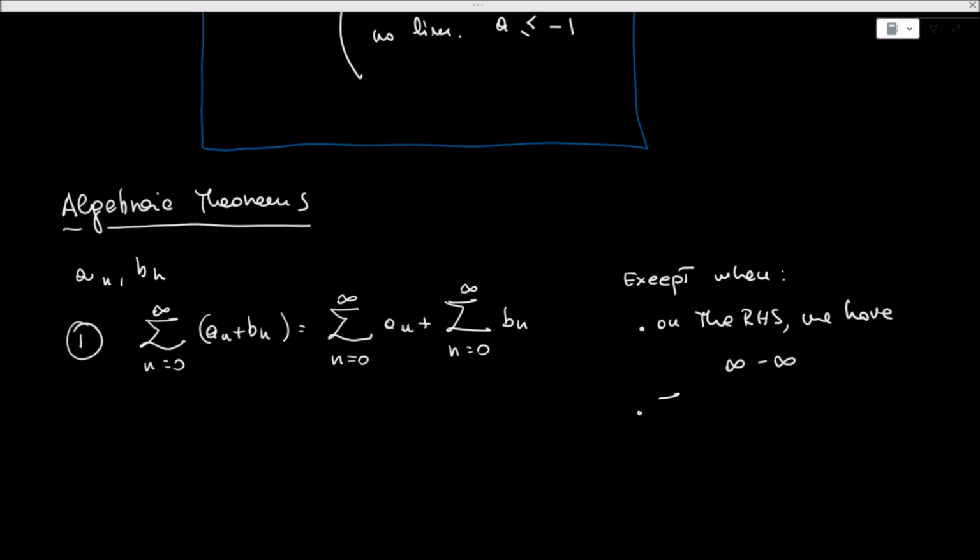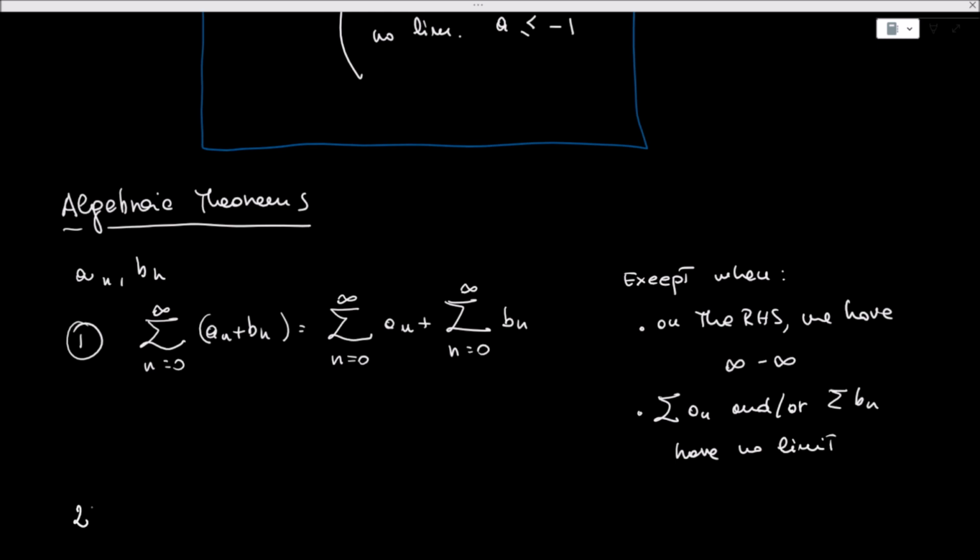Or if the sum of an or the sum of bn have no limit. So we must assume that the single series, the sum of an and the sum of bn, have a limit. This limit can be finite, can be plus or minus infinity. So in that case we can use the theorem. Otherwise, if at least one of these two series has no limit, we cannot use this theorem.